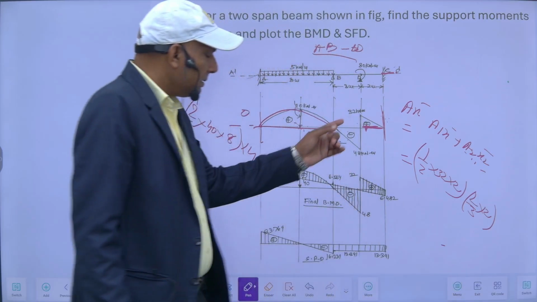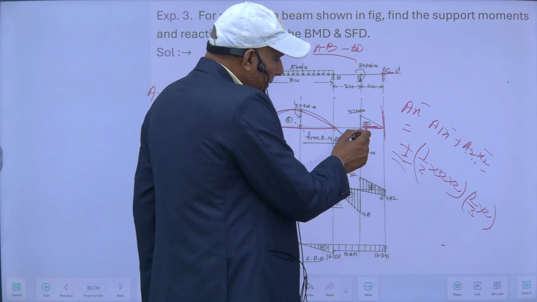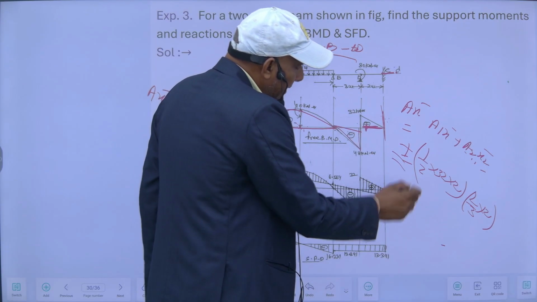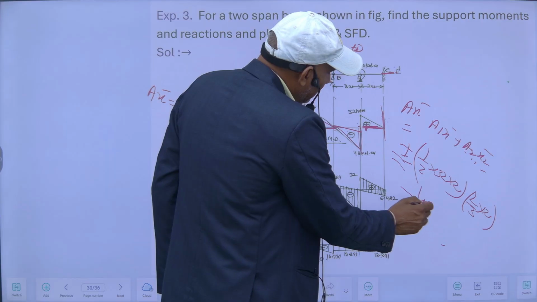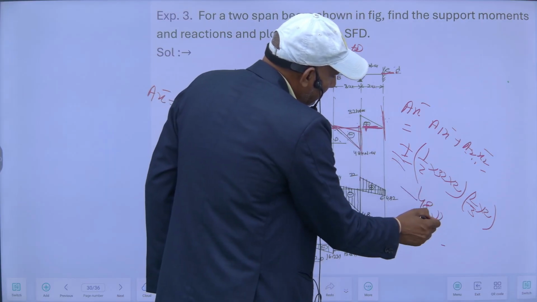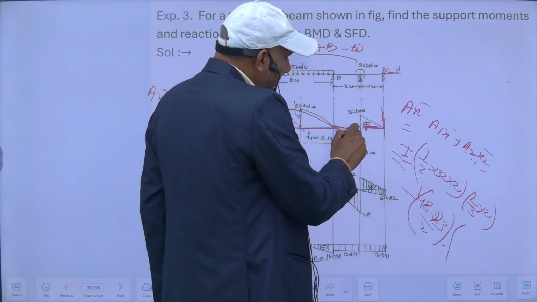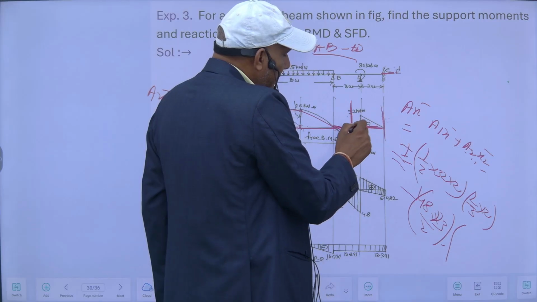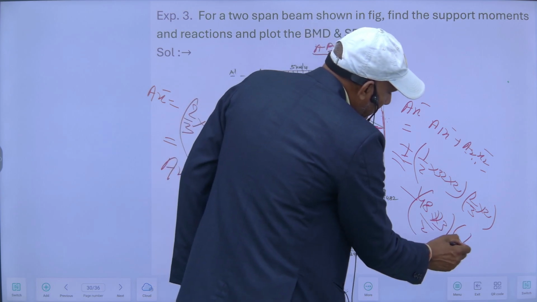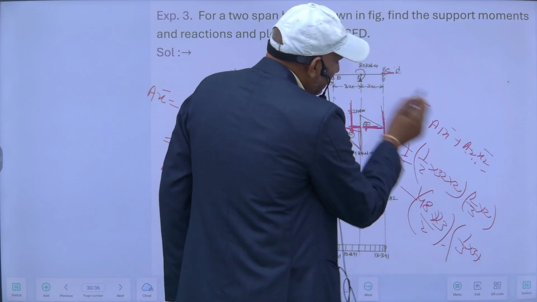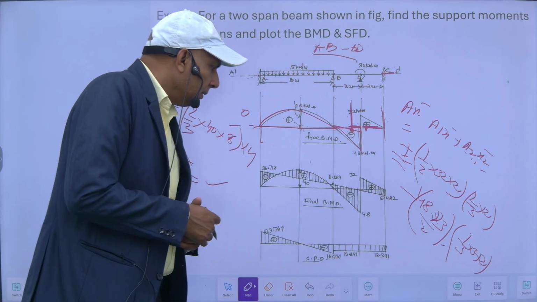Since this is plus and this is minus, the Ax bar for this will be minus. So it will be 48 into this length by 2. This is the area, and its distance from here will be 1/3 of this 3 plus this distance. So this will be my Ax bar for this portion.